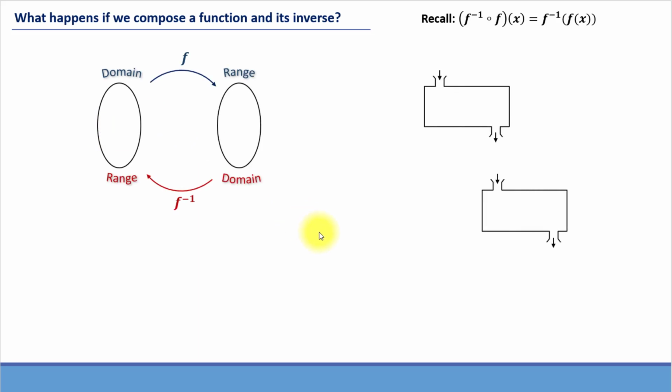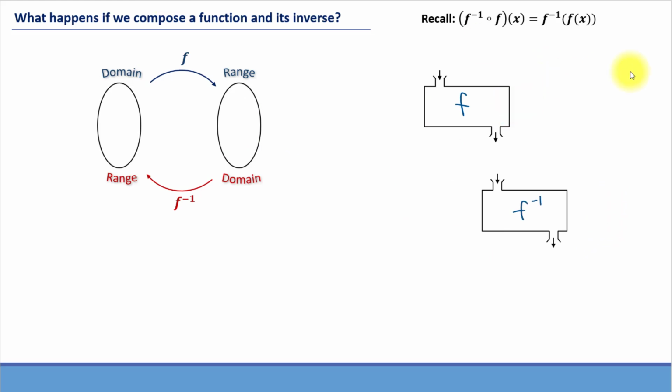To help me explain this idea, I will use this arrow diagram that shows both function f, here's its domain, here's its range, and function f inverse, where domain and range are switched. And I will also use these boxes. In the top one, I will have function f, and in the bottom one, I'll have function f inverse.